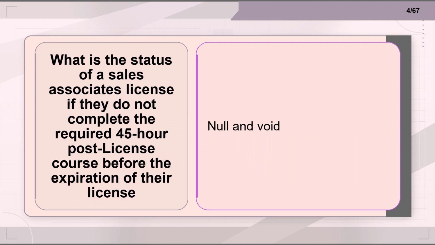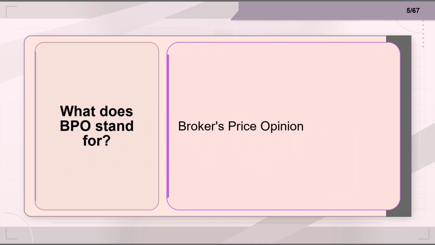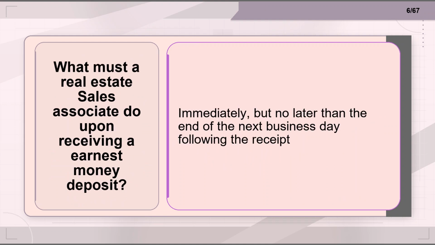Flashcard 4. Term. What is the status of a sales associate's license if they do not complete the required 45-hour post-license course before the expiration of their license? Definition. Null and void. Flashcard 5. Term. What does BPO stand for? Definition. Broker's price opinion.